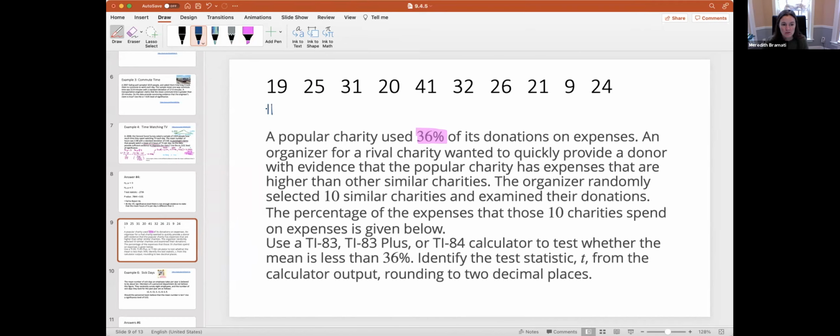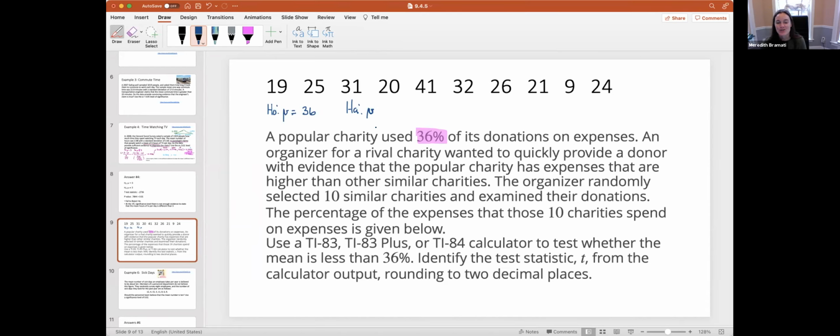We need an H0 and we need an HA. In this case, the mean is equal to 36. In the HA, is it less than, greater than, or not equal to? Less than. Oh, greater than. Anybody have not equals in there?